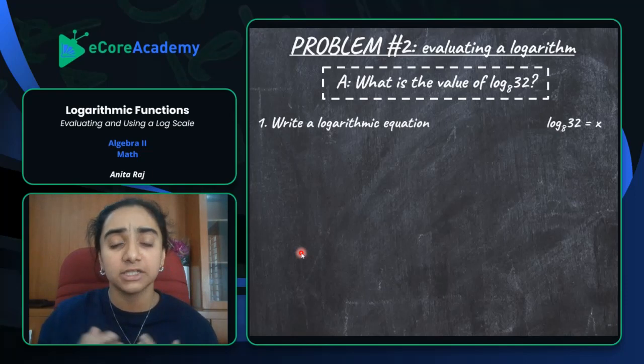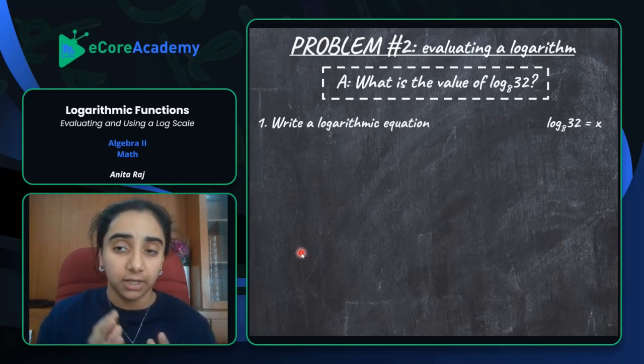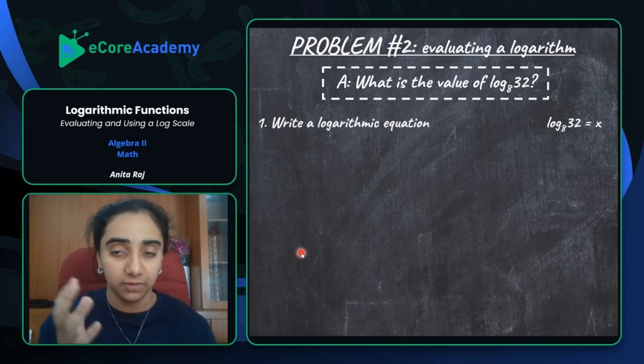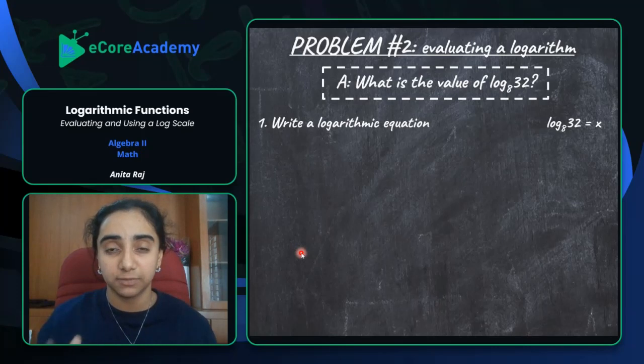The first step is to write a logarithmic equation. An equation has an equal sign. An expression, which is pretty much what we have in the problem given, log base 8 of 32 without the equal sign, is just a mathematical series that does not have an equal sign. So we need to first write a log equation.